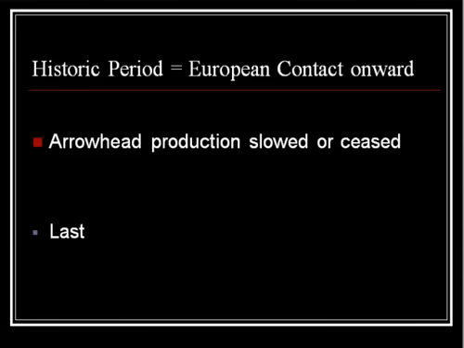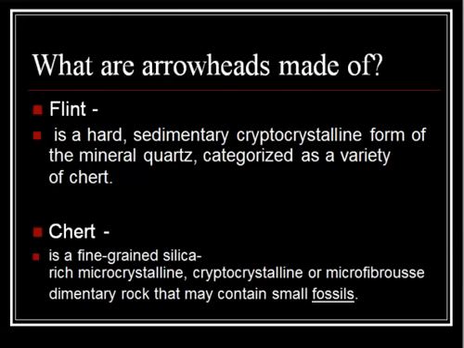And then the last period is the Historic period. This is when the Europeans like Columbus and the Spanish conquistadors came over, and arrowhead production either slowed or ceased or just completely changed. There's not a whole lot of information from this period on arrowhead types. So these 5 periods essentially section off the long span of time in which arrowheads have been made. These periods help to identify and place a general age on any artifact that may be found.